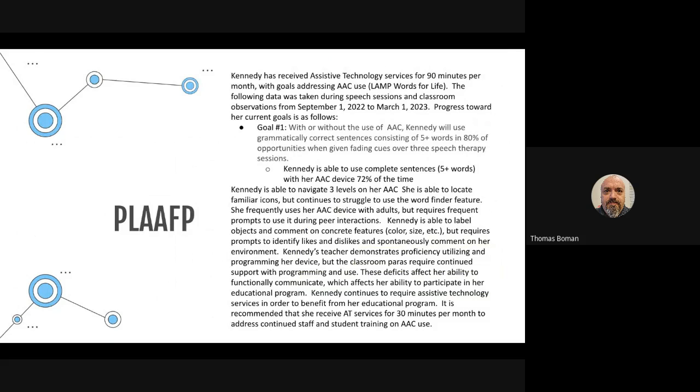Okay, present levels. I am not going to read through this because I think we all read present levels late at night in order to help us get sleepy. None of them are very exciting reading, but this is a specific example of how you can word present levels looking at assistive technology. This is an example of what we were just talking about, listing the specific AAC device in a student's IEP. The first sentence says they've received services with goals addressing AAC use, and in the parentheses, LAMP Words for Life. So that's one example of how you could list that device.